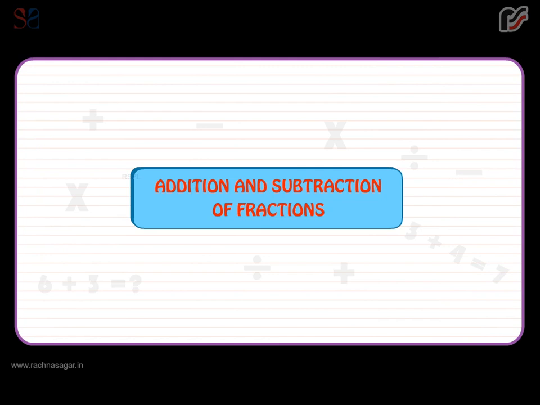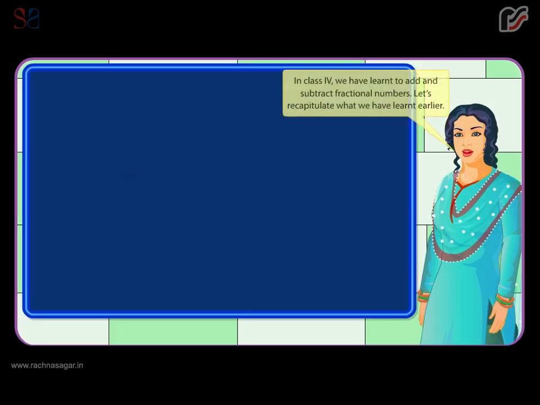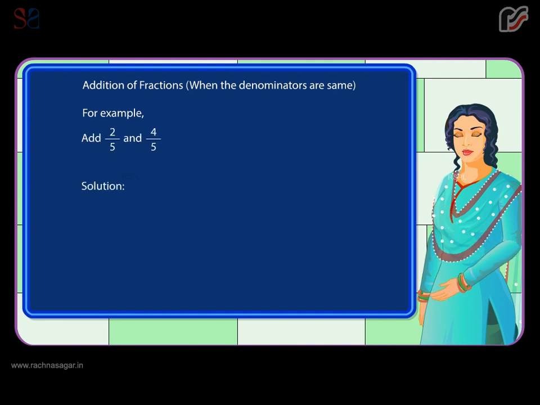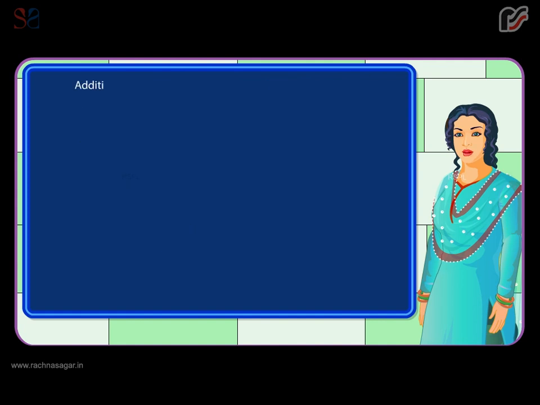Addition and subtraction of fractions. In class 4, we have learned to add and subtract fractional numbers. Let's recapitulate what we have learned earlier. Addition of fractions when the denominators are same. For example, add 2 by 5 and 4 by 5. Solution: 2 by 5 plus 4 by 5 is equal to 2 plus 4 whole divided by 5 is equal to 6 by 5.